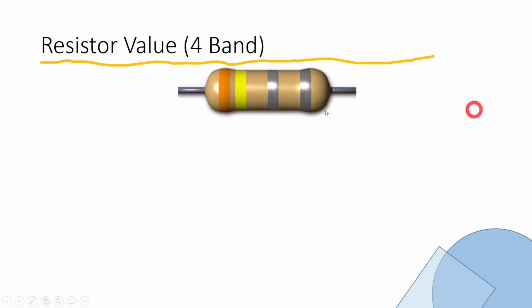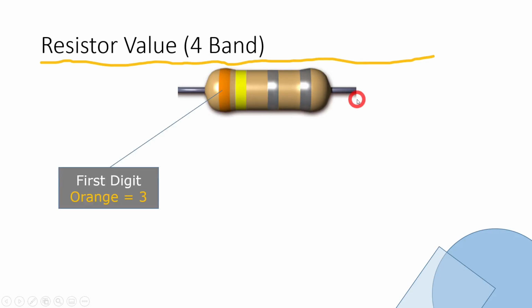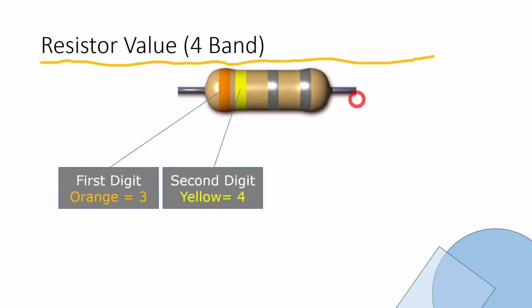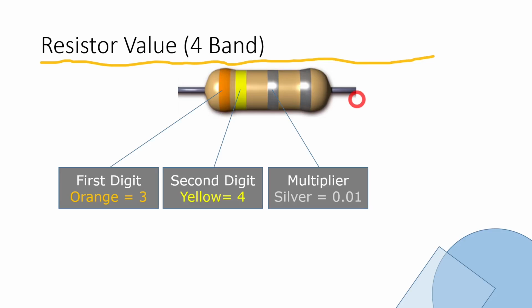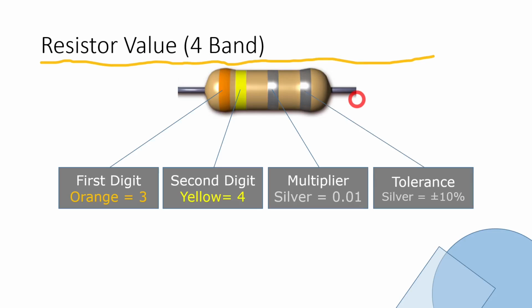Okay, so now we have silver here in the third band. Okay, so it kind of looks like we have two tolerance bands, but we don't. That's the tolerance band, and this is the modifier. So again, we have orange in the first position, which is 3, and yellow in the next position, which is 4. And we have silver in the third, which means we are going to move that decimal point over 0.01. And then we have a tolerance of plus or minus 10% with the final silver band.